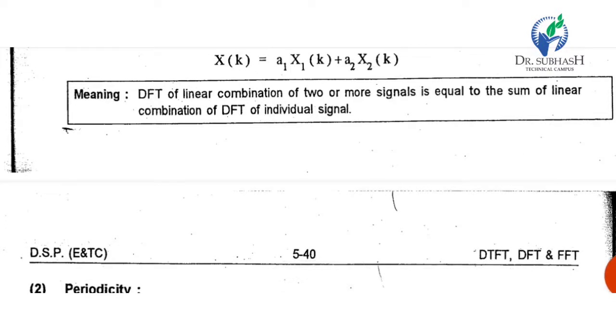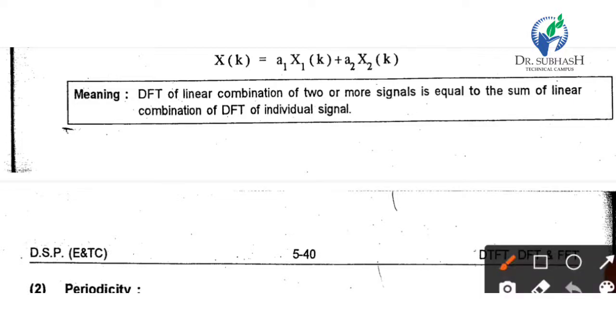So the meaning of this property is that the DFT of a linear combination of two or more signals is equal to the linear combination of the DFTs of the individual signals.